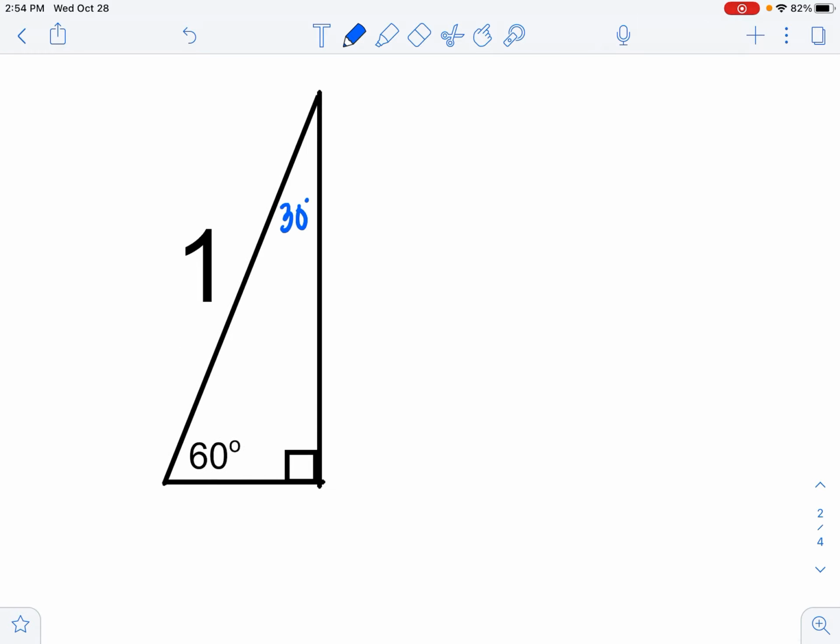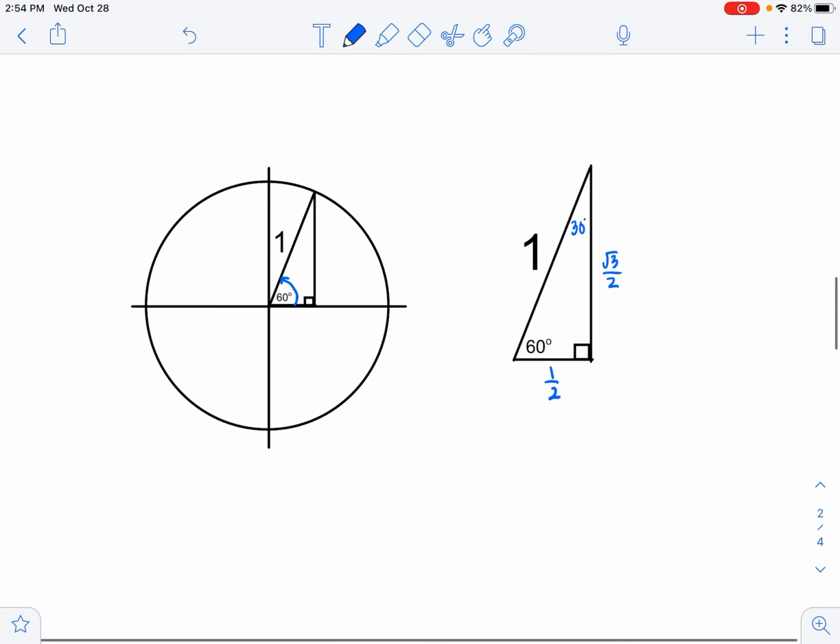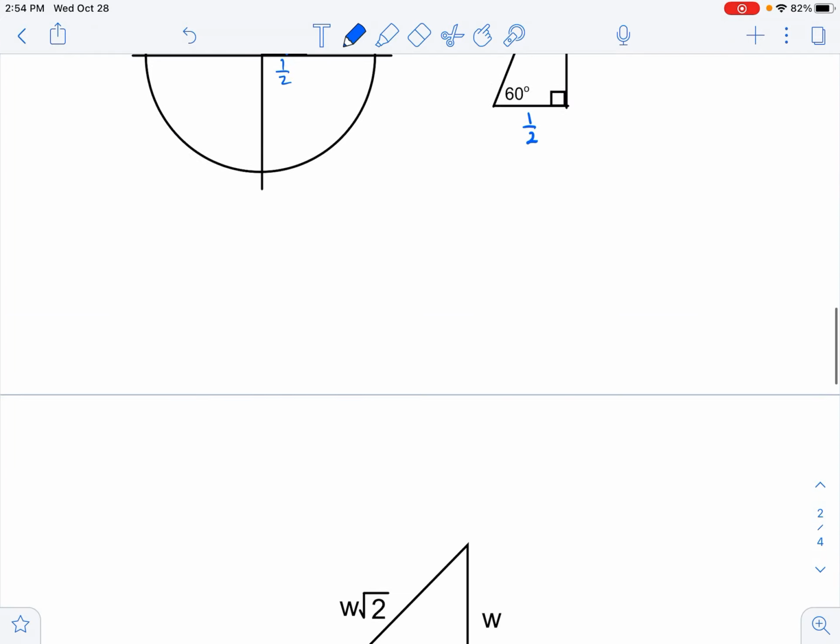All right, so I can throw this 30 in here once again. If the hypotenuse is 1, across from 30 degrees is half of that. So that's 1/2. And then across from 60 is root 3 times that, which is root 3 over 2. So this time, this is over 1/2, up root 3 over 2. So this point over here is 1/2 over, root 3 over 2 up. So for a 60-degree reference angle, I have the ordered pair 1/2, root 3 over 2.